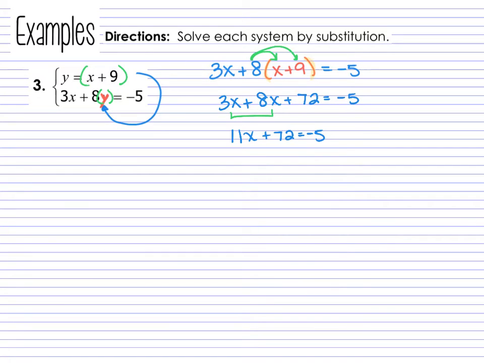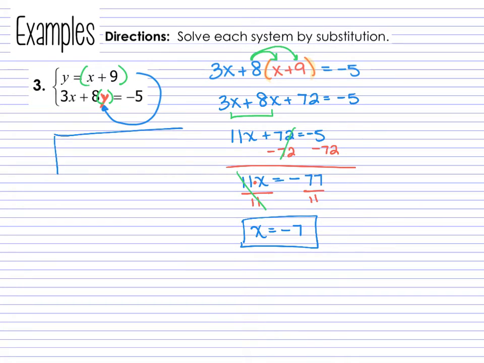Now I'm going to subtract 72 from both sides. I want to get this 11x by itself, so I'm going to subtract 72, and then I'm going to have 11x equals, because these cancel on the left, negative 77. The signs are the same, so I add them together, but it stays negative. Now I want that x by itself, so I'm going to divide both sides by 11. The 11 and the x are being multiplied, so to undo it, I'm going to divide. The 11s on the left cancel out. So I have x equals negative 77 divided by 11, which is negative 7.